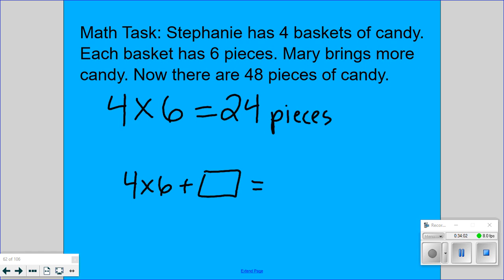Zach? 24. Nope, not 24. If we add Stephanie's, which is right here, that's Stephanie's, and we add up Mary's, how much candy do we have? It tells us in the problem. Huxley? We have 48 pieces. If you don't have this equation, write it somewhere on your paper. Exactly. Yes, exactly that equation.